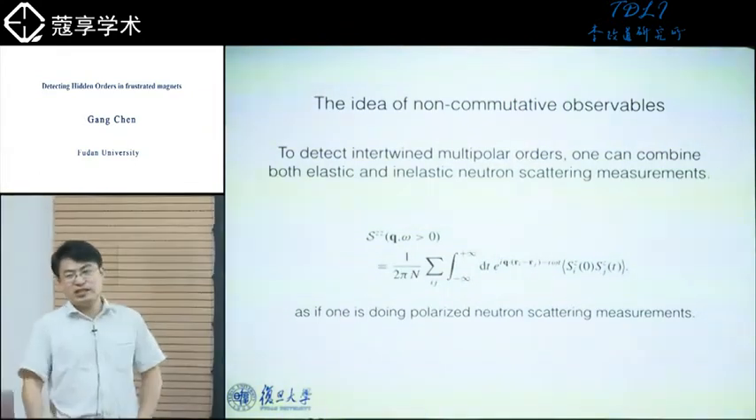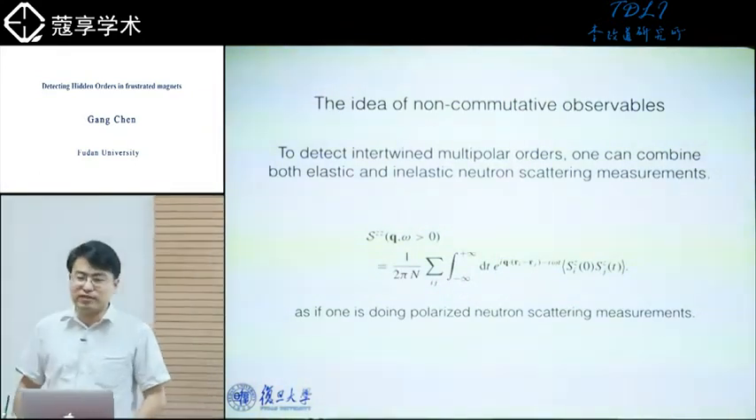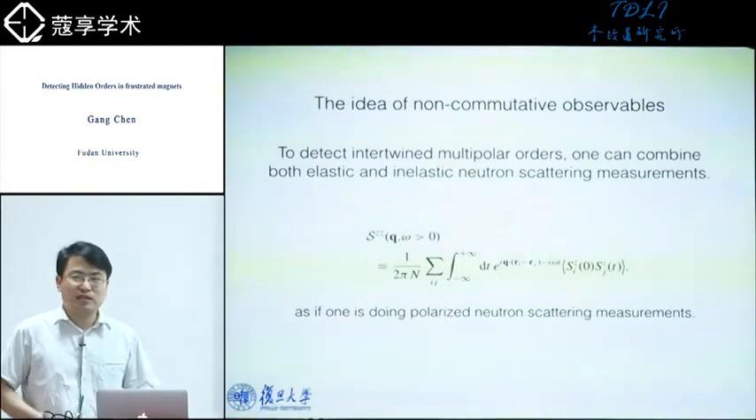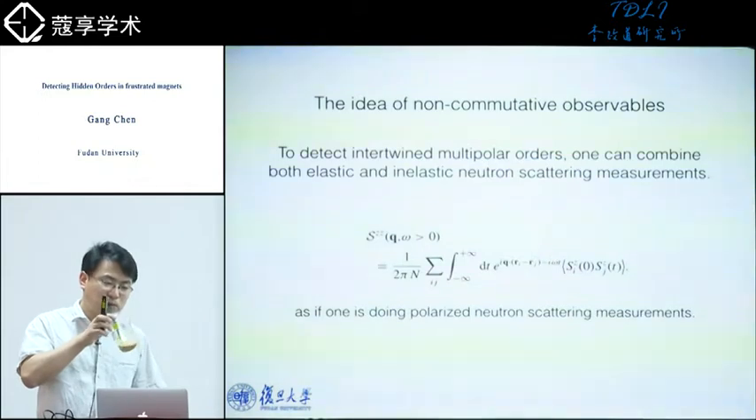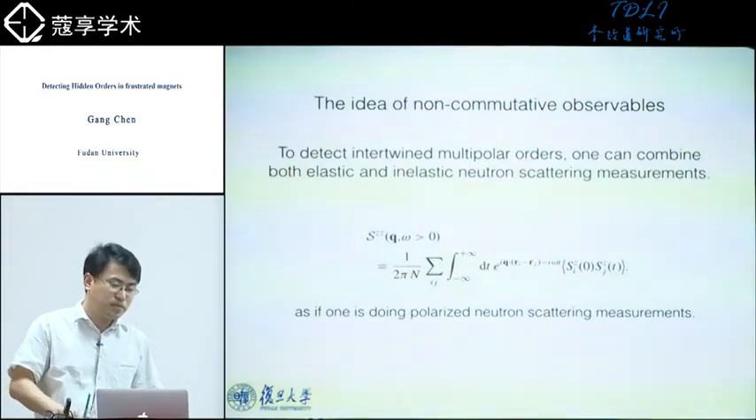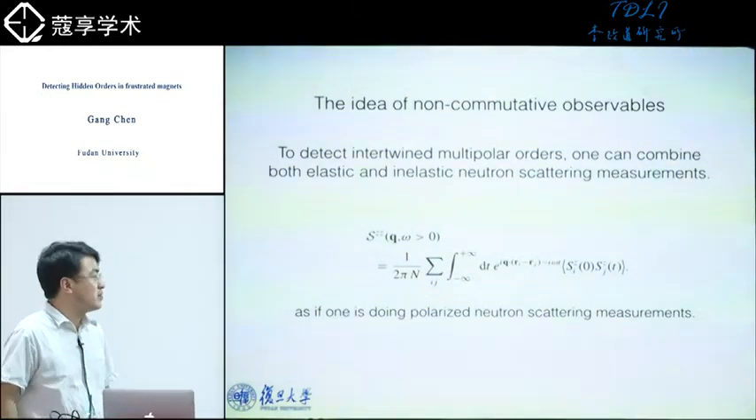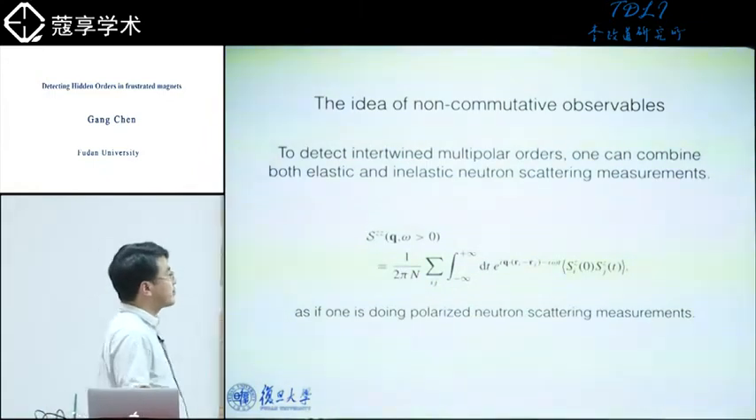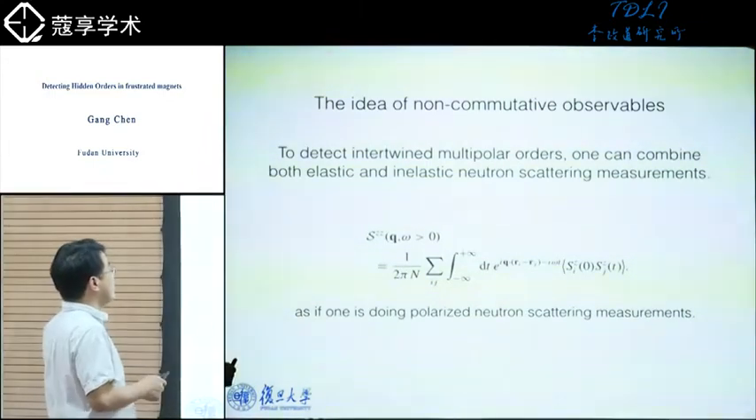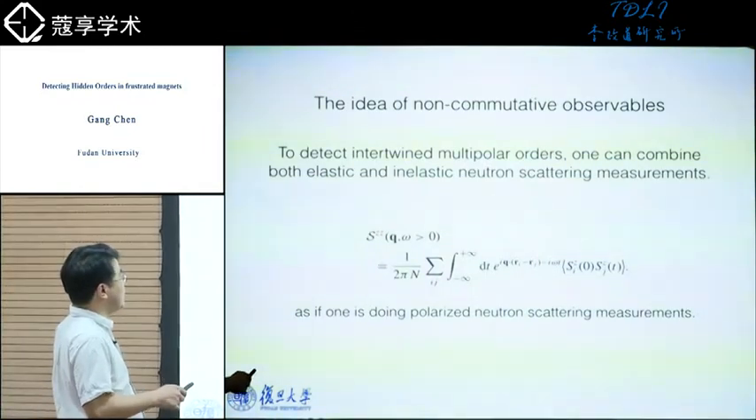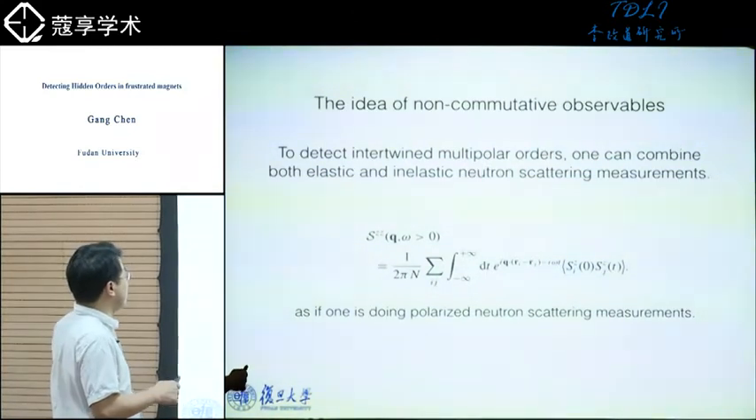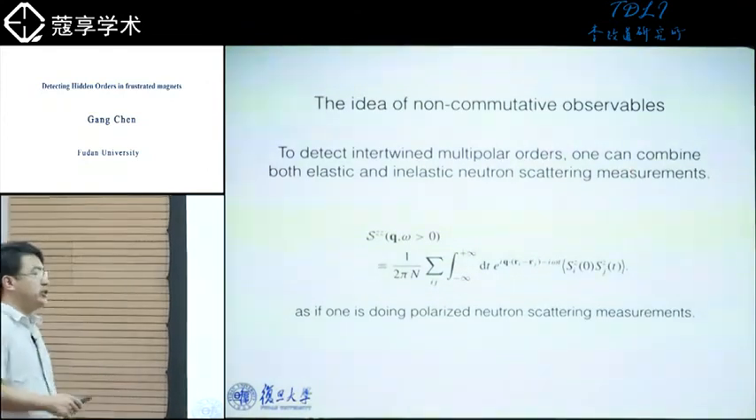So now I want to explain how to detect these hidden orders. The idea is to use non-commutative observables to detect these hidden orders. What does that mean? We can combine both elastic and inelastic neutron scattering measurements to detect the intertwined multipolar order.